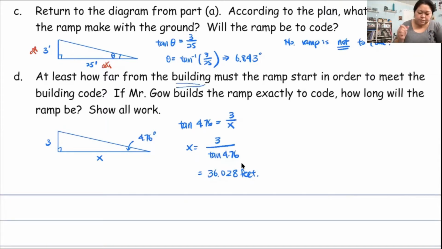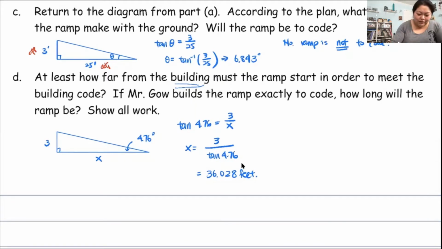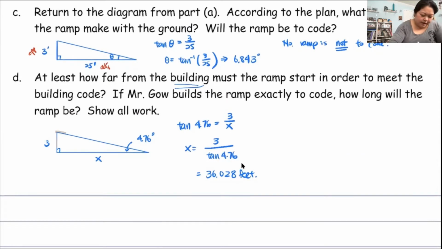So second question, how long will the ramp be? Well, the ramp itself is actually this length right here. This is the ramp, right? So now you have a couple of tools. Because you have the 2 missing sides, you can go ahead and use the Pythagorean theorem and figure out how long that ramp is.